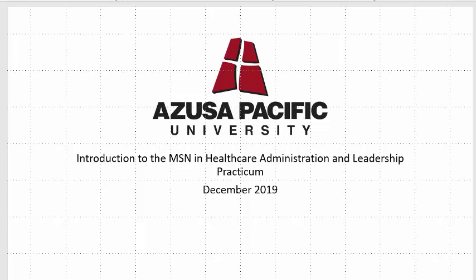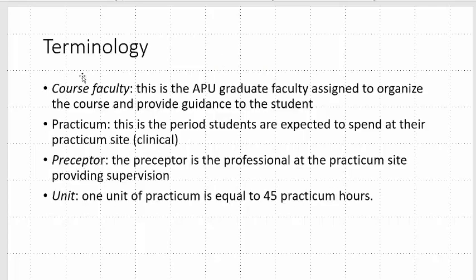So the first thing I wanted to review really was the terminology. In our HAL program, we call our clinical experiences practicum. So practicum is the term used instead of clinical. Course faculty is the person who would be running the didactic component of the course. Preceptor would be the professional at the practicum site, and 1 unit equals 45 practicum hours.